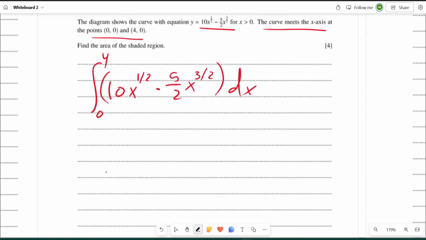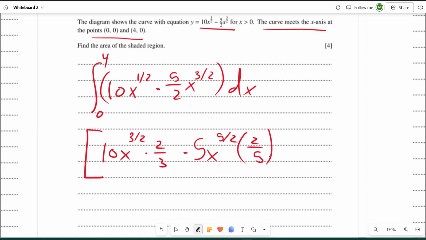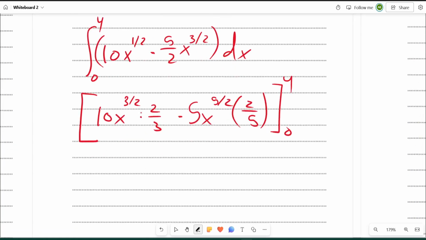Now, integration will go as normal. So 10x, 1 plus half is 3 over 2, times 2 over 3, minus 5x, 3 over 2 plus 1 is 5 over 2, so I'm going to multiply by 2 over 5. Then all from 0 to 4. Let's simplify a little bit. This is going to be 20, 10 times 2 is 20 over 3, x power 3 over 2, minus 5 and 5 will cancel.